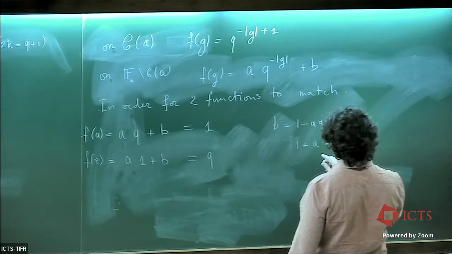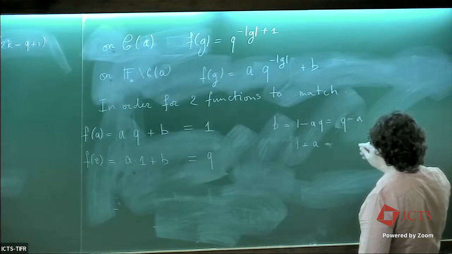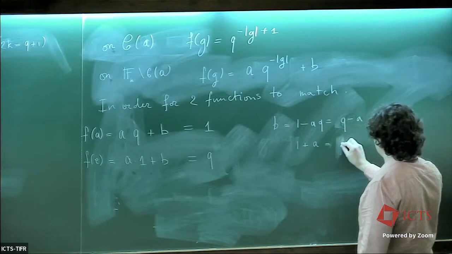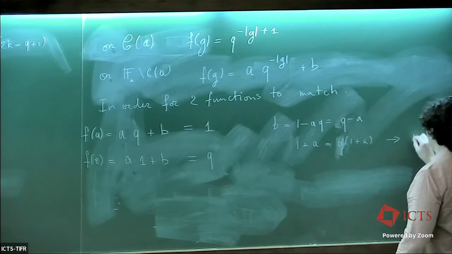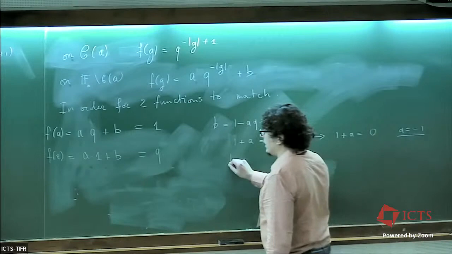Right, so 1 plus A is Q, yeah, that's right. 1 plus A is Q times 1 plus A. So this is only true if 1 plus A equals 0, so A equals minus 1. And then we can take the other one. So B is Q minus A, so it's Q plus 1.